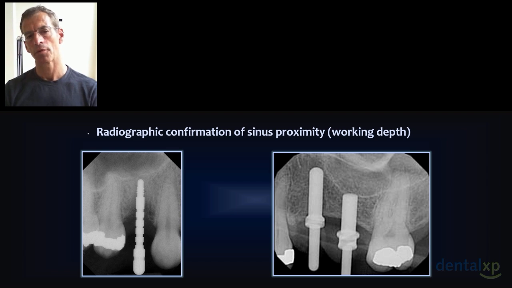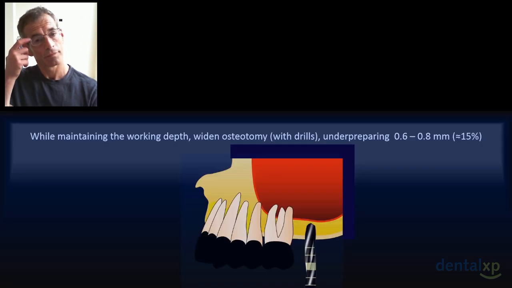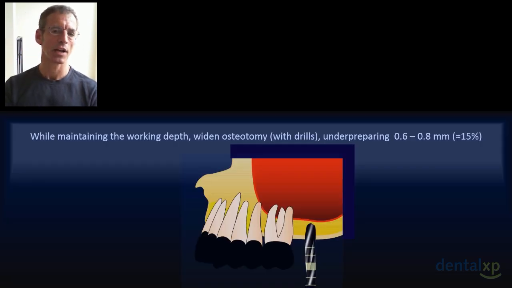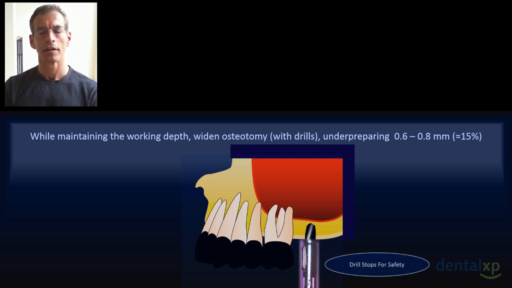I will always get radiographic confirmation of sinus proximity. Ideally, I'd like to be a millimeter or less away from the sinus floor. And while maintaining this working depth, I will widen my osteotomy with drills, not with osteotomes, underpreparing 15%. And I always use drill stops for safety as I increase the diameter of my osteotomy.